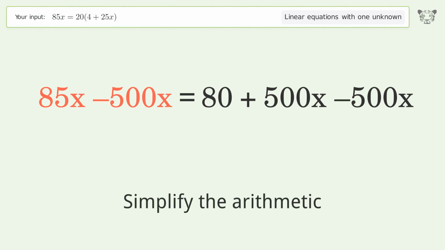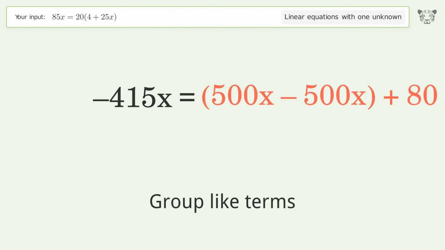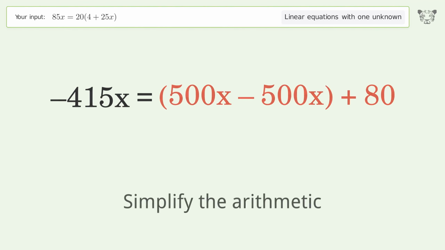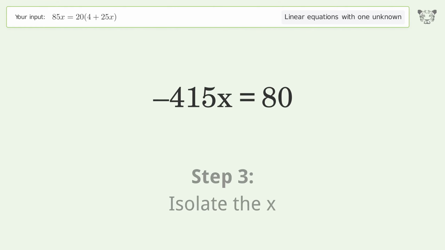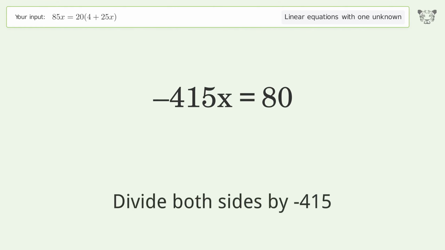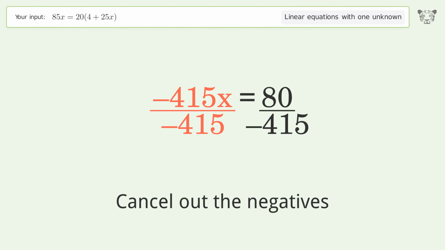Simplify the arithmetic. Group like terms. Simplify the arithmetic. Isolate the x. Divide both sides by negative 415. Cancel out the negatives.